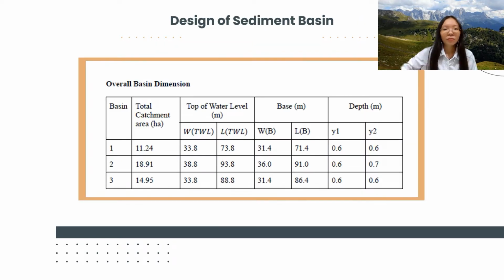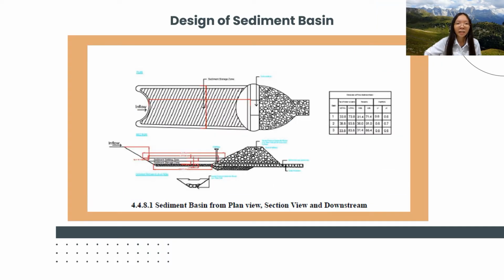For the design of sediment basin, we can know the overall basin dimension from this table. There are a total of 3 sediment basins for the whole project area. There is one for upper, one for middle, and also one for bottom part of the project area. Basin 2 needs to be designed as the largest dimension because it needs to cater for the largest catchment area. This is the plan view and also the section view for the sediment basin.